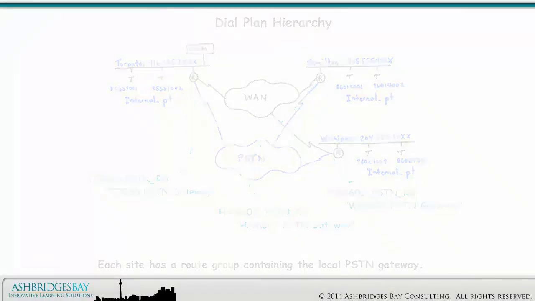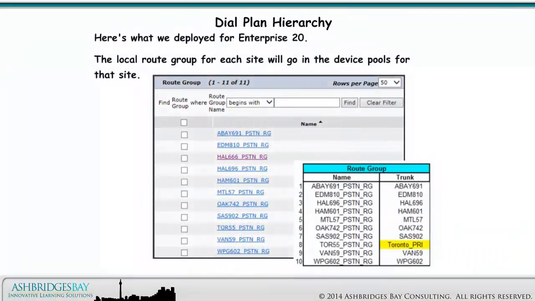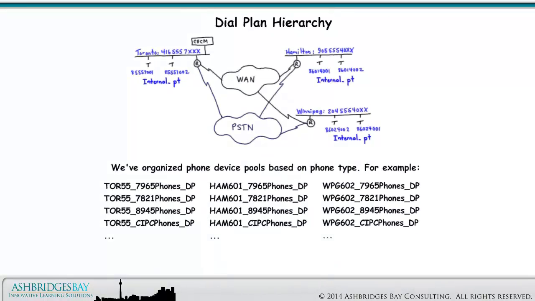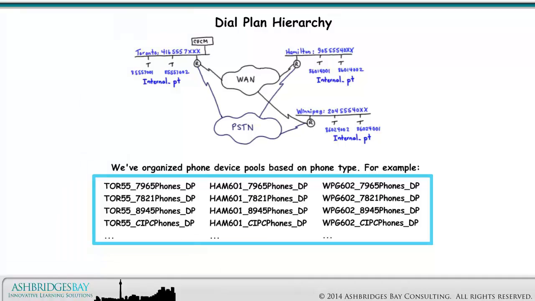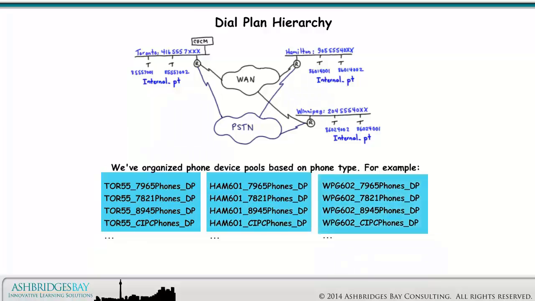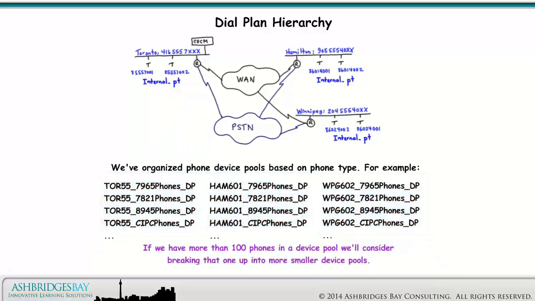Here's what we deployed for Enterprise 20. The local route group for each site will go in the device pools for that site. Enterprise 20 has separate device pools for phones, gateways, and media resources. Each site has its own device pools. We've organized phone device pools based on phone type. For example, we will have phone device pools for Toronto, Hamilton, and Winnipeg. If we have more than 100 phones in a device pool, we'll consider breaking that one up into more, smaller device pools.